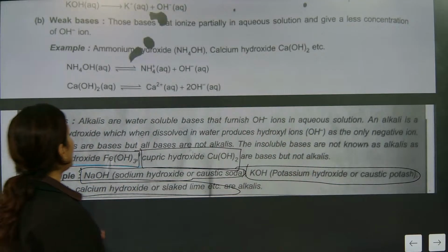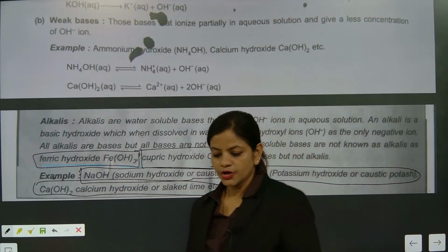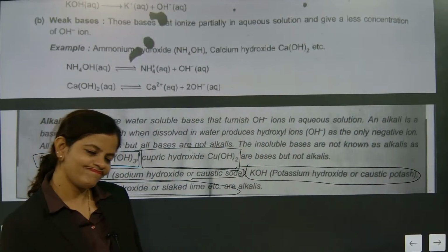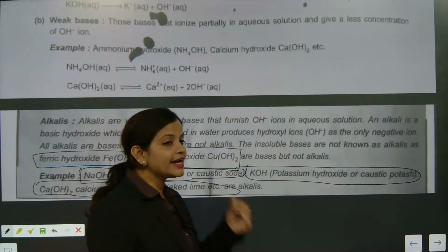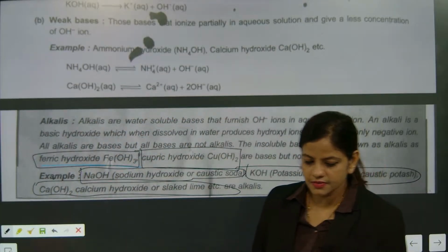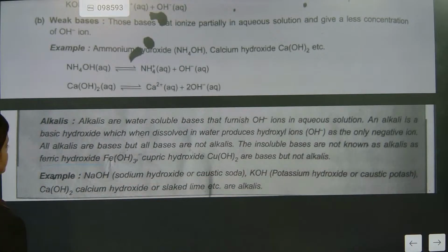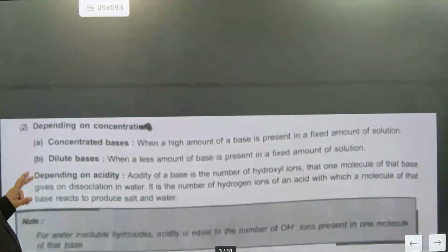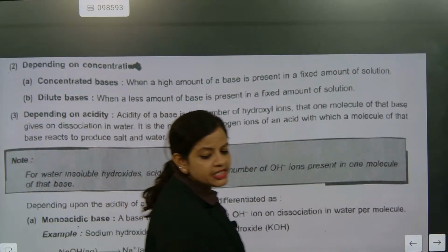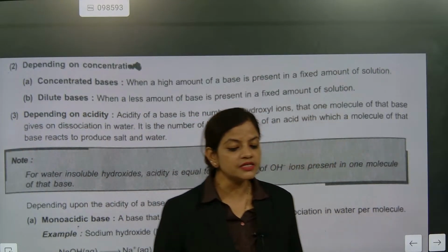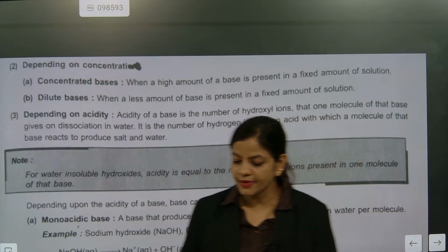Ferric hydroxide, what are they? Cupric hydroxide, potassium hydroxide. Very good. Slaked lime, calcium hydroxide. Depending on concentration, we have already discussed it. Depending on concentration, bases will be divided into how many types? Two types.